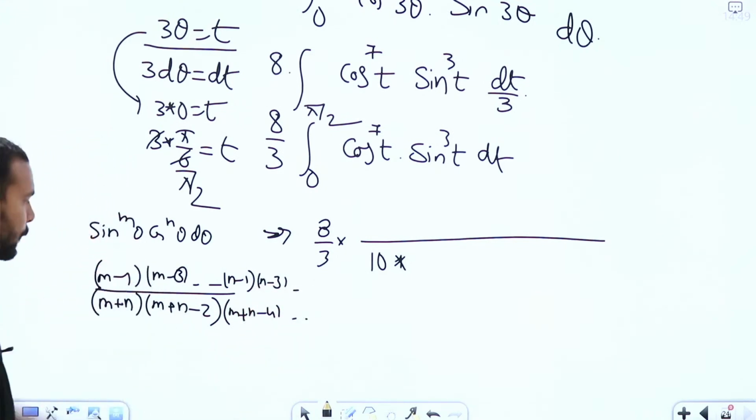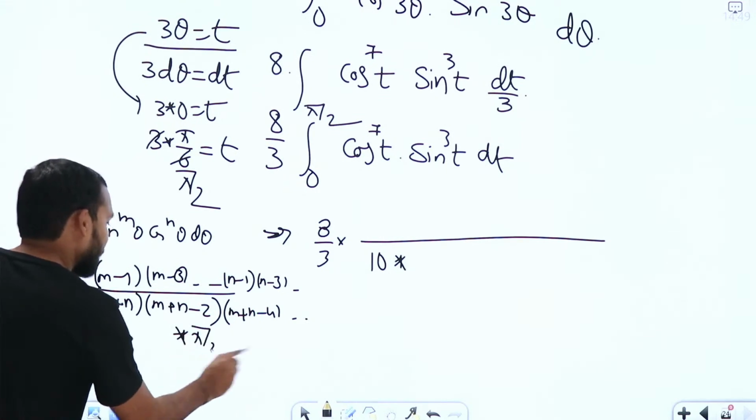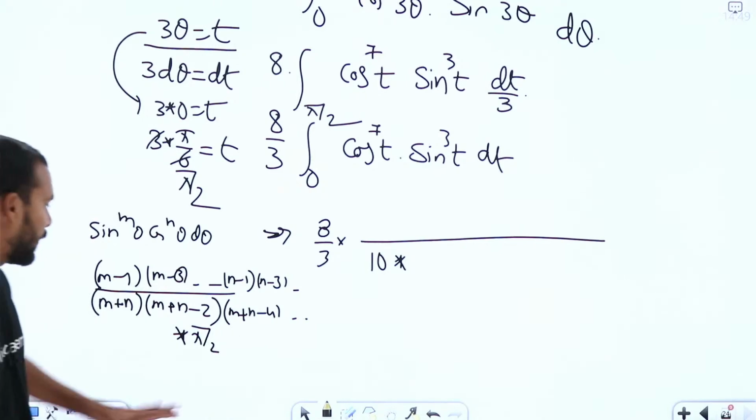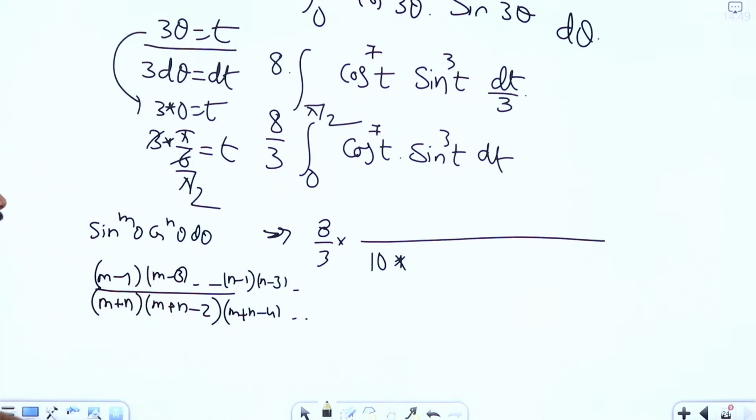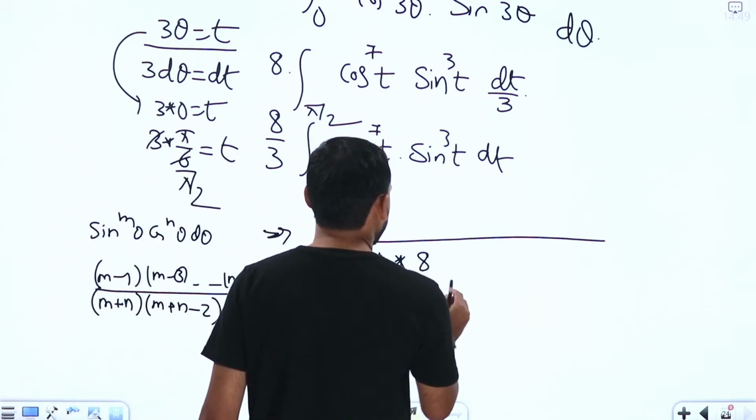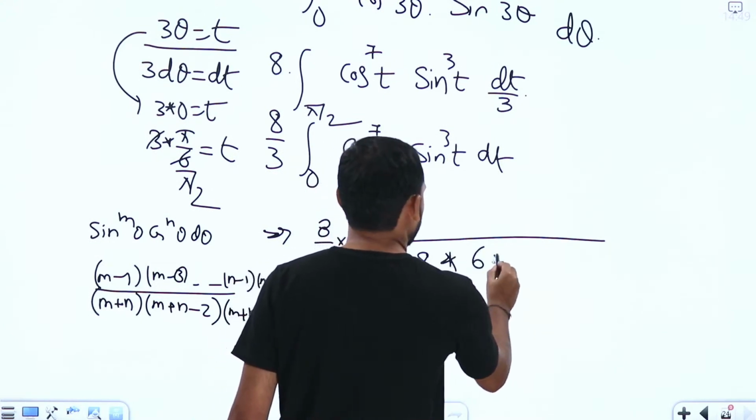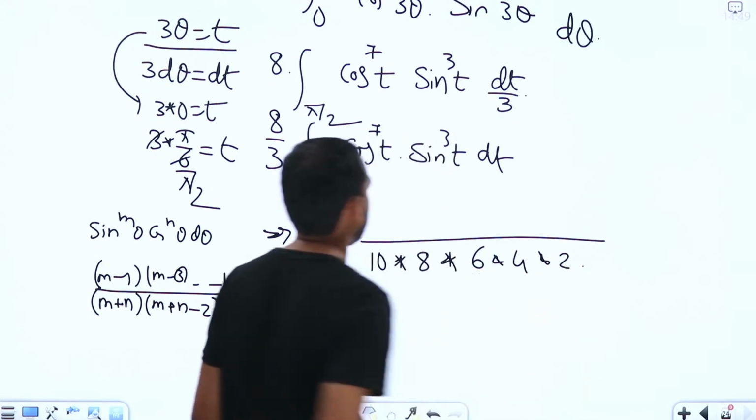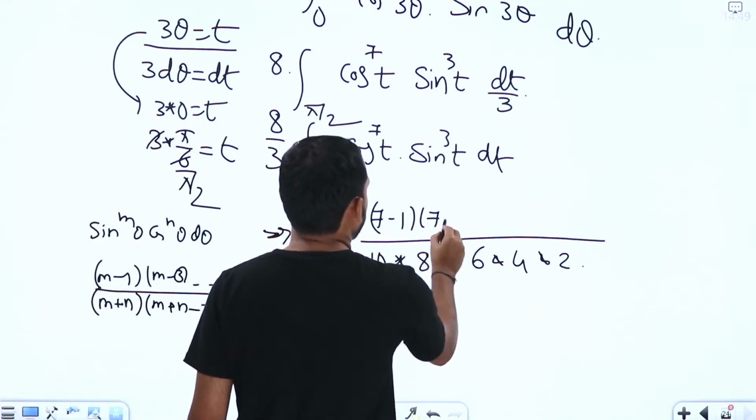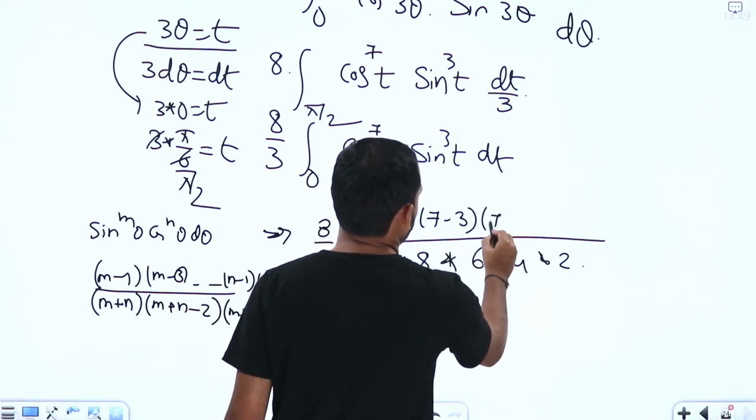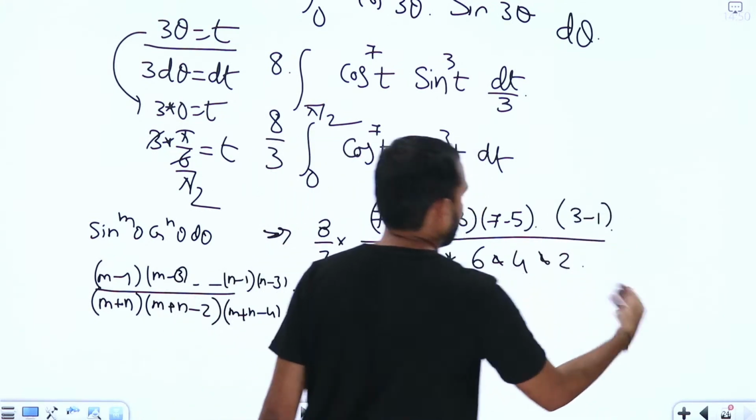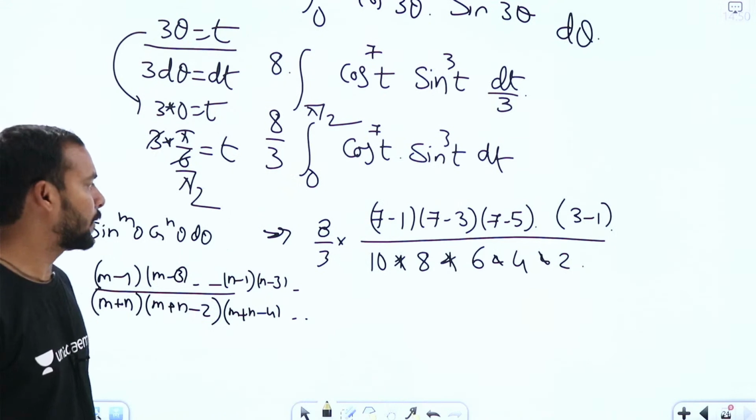If both are even, then we are going to get an extra pi by 2 here, but both are not even, so pi by 2 will not be there. We need not think about it, just write this here. So m plus n is going to be 10, 10 minus 2 is going to be 8, similarly this one is going to be 6, this one is 4, and this one is 2. That's it. Similarly, in the numerator we can write 7 minus 1, 7 minus 3, and 7 minus 5. Similarly we can write 3 minus 1, which is 2. Beyond that we cannot write. So this is the overall simplification.